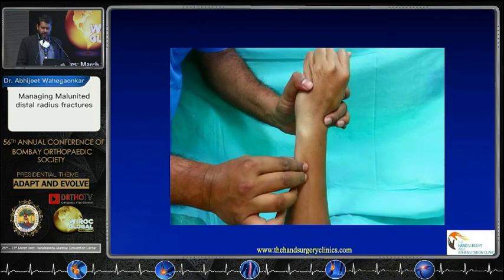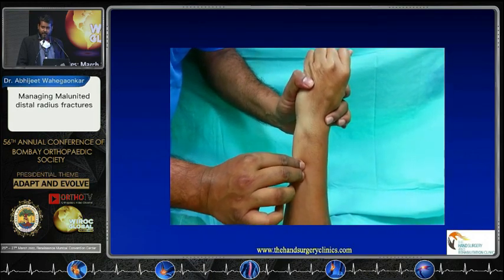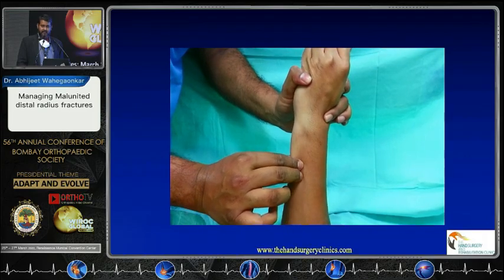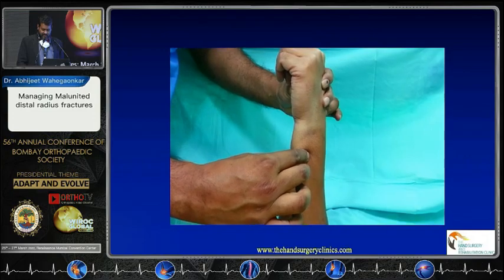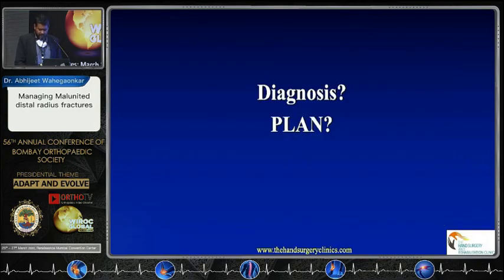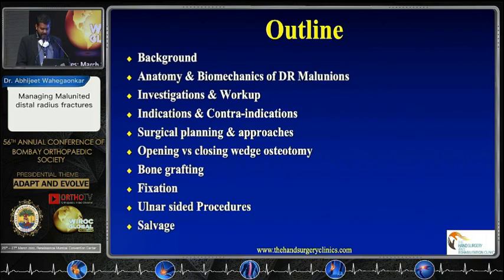And then also, we should never forget the ulnar corner. A lot of these patients will present with a DRUJ instability. Either there will be an ulnar positive variance because of the subsidence of the radius, or a DRUJ instability. So, what is the diagnosis? What is the plan? We'll come to that based on the discussion that we'll quickly run through on these outlines.